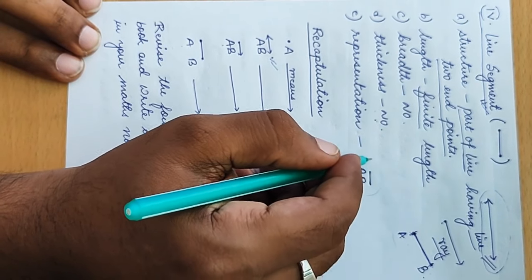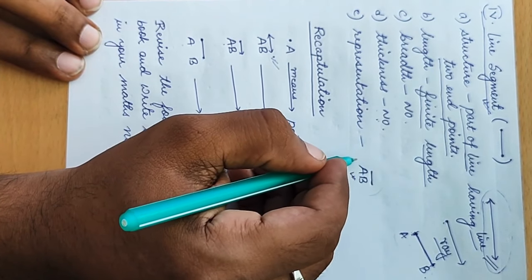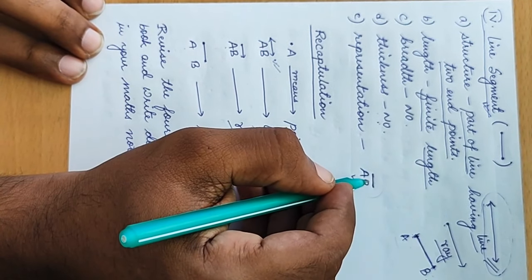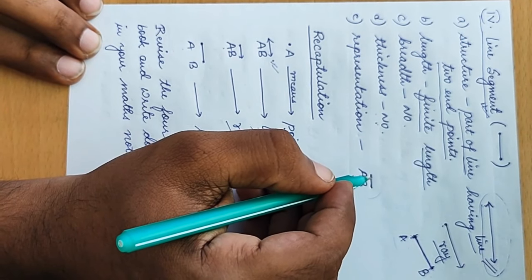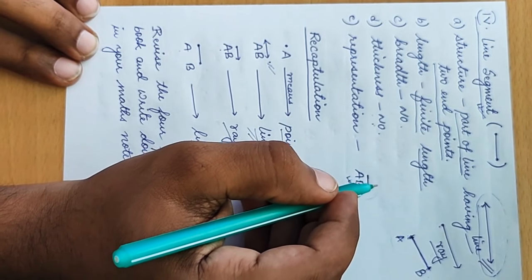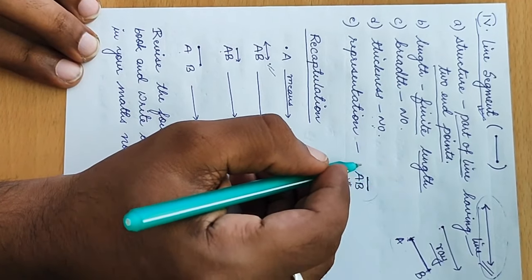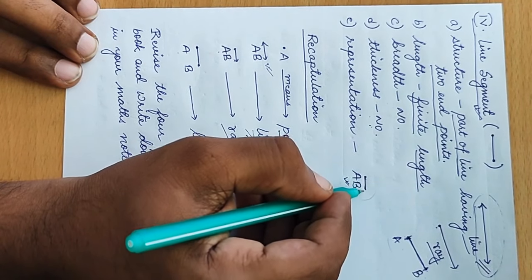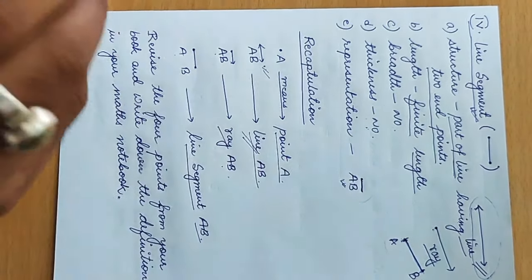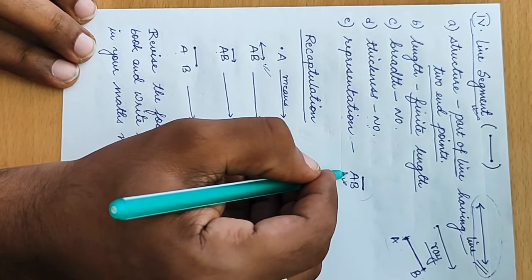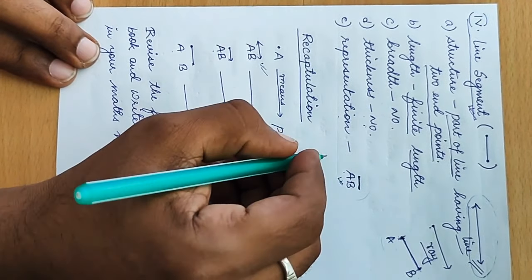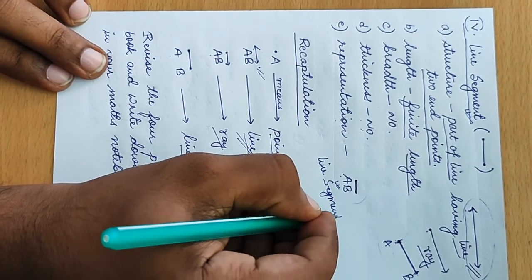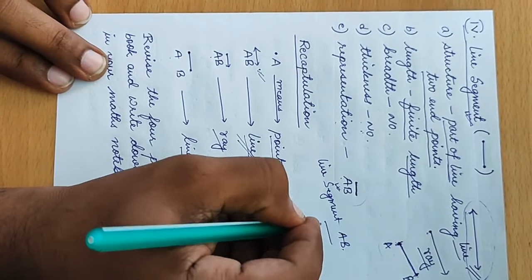Representation, as we have studied earlier also, whenever we have to represent anything, the sign at the top will tell us whether it is a line, ray, line segment or whatever. So whenever we have to show a line segment, it should have two endpoints at the top and that should be joined with the line. That will tell us that this is a line segment, or we can read it as line segment AB.